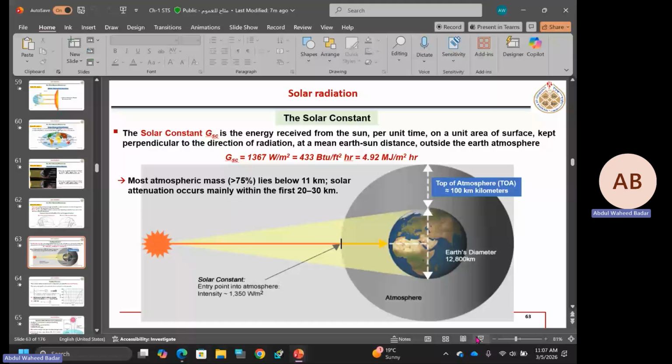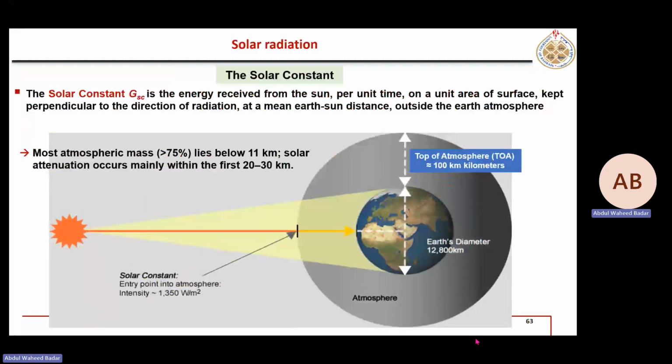Last time we were discussing this topic, solar constant, and we said that it is the maximum radiation which is received from the sun at a particular instant on a unit surface area which is perpendicular to the direction of sun radiation. When the mean distance between sun and earth is assumed, then this value is around 1367 watts per meter square.